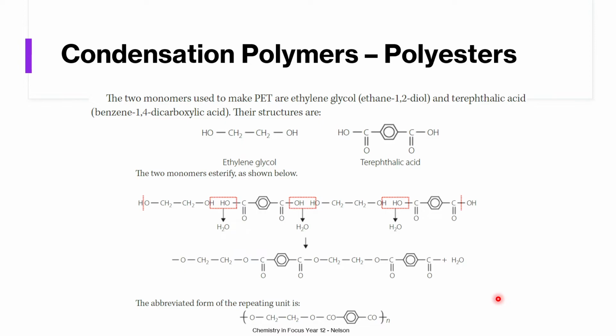Just keep in mind that the repeating unit is going to be both of these monomers combined together, and that's what we see down the bottom. We have the hydroxyl side and we have the carboxylic acid side, making that single repeating unit. But again, there's going to be a hydroxyl group on the outside as well as a carboxylic acid group on the outside of this chain, so we can continue that condensation process and make the chain longer and longer.